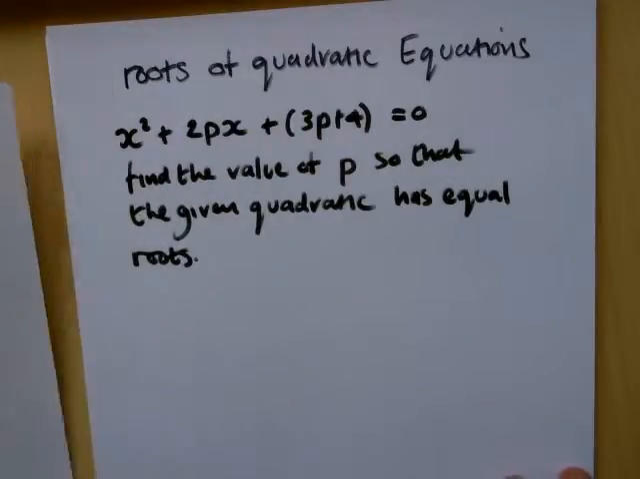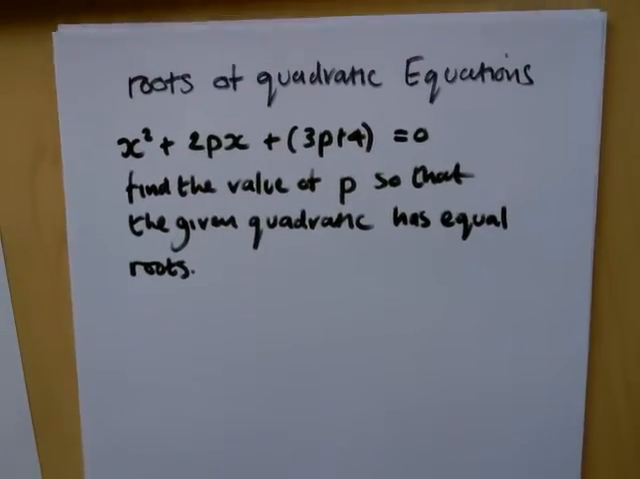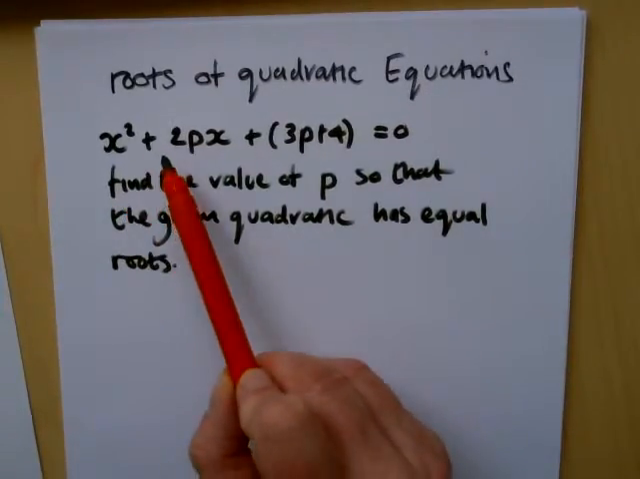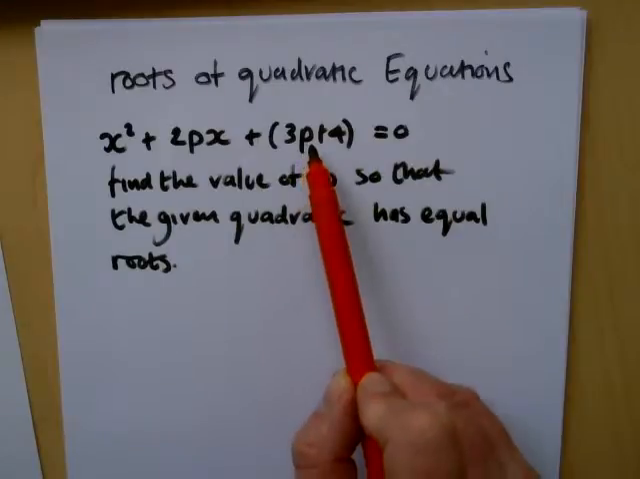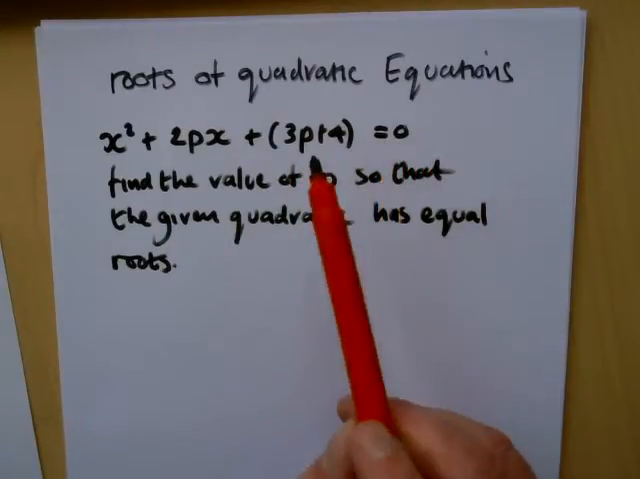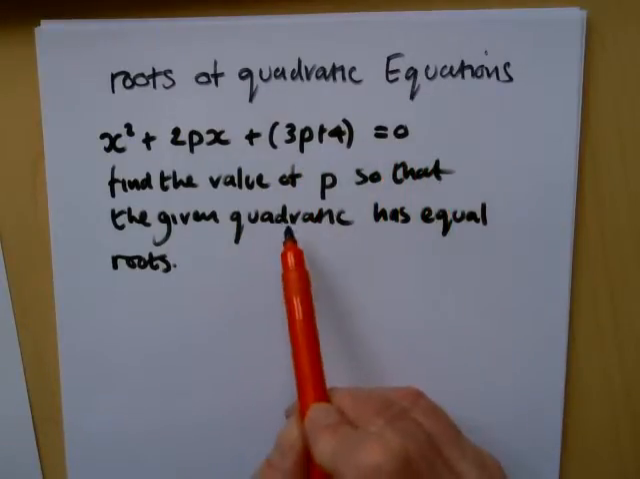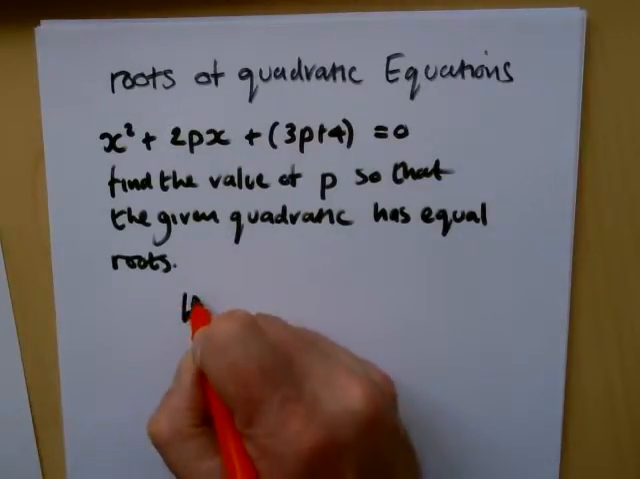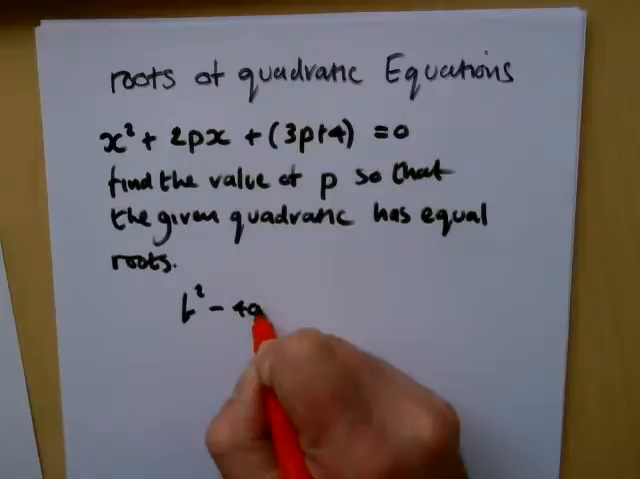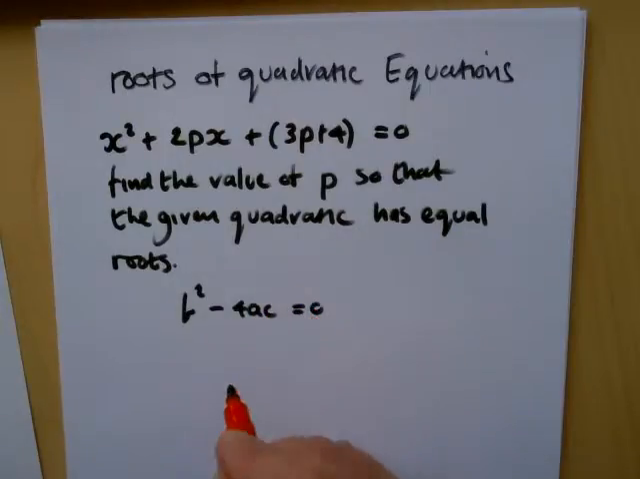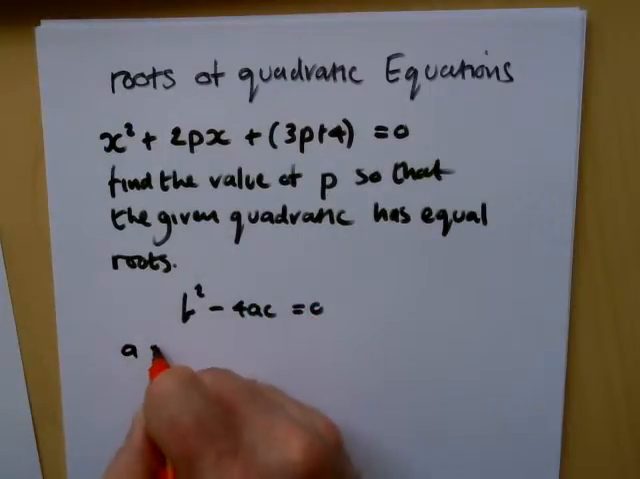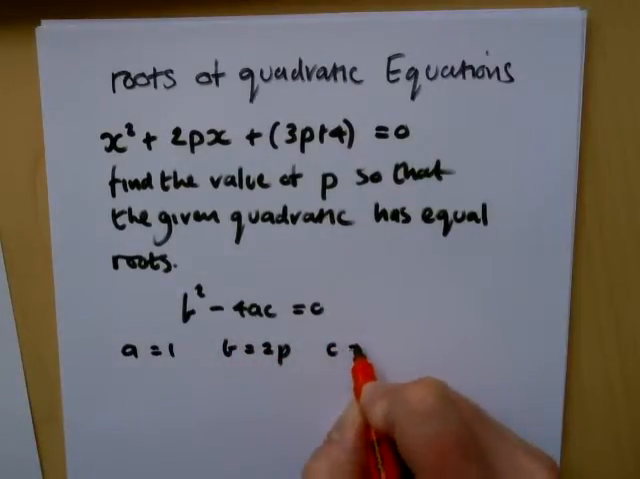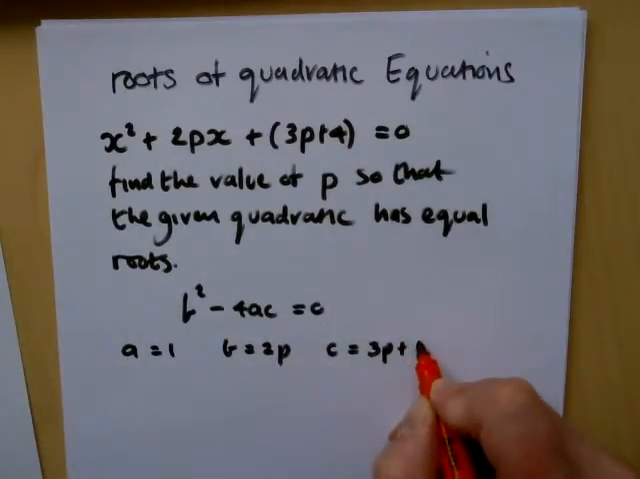So if we now go to the 4-mark question, in this particular problem, which is quadratic equations, we've been told that x squared plus 2px plus 3p plus 4 equals 0, then find the value of p so that the given quadratic has equal roots. So for equal roots then, b squared minus 4ac will equal 0. So a again is 1, b is 2p, and c is 3p plus 4.